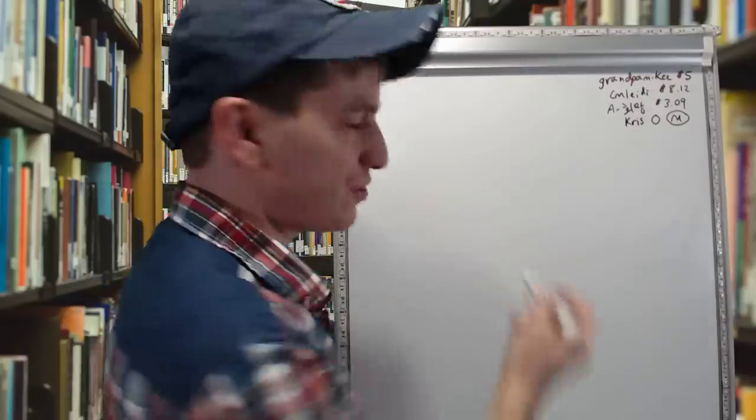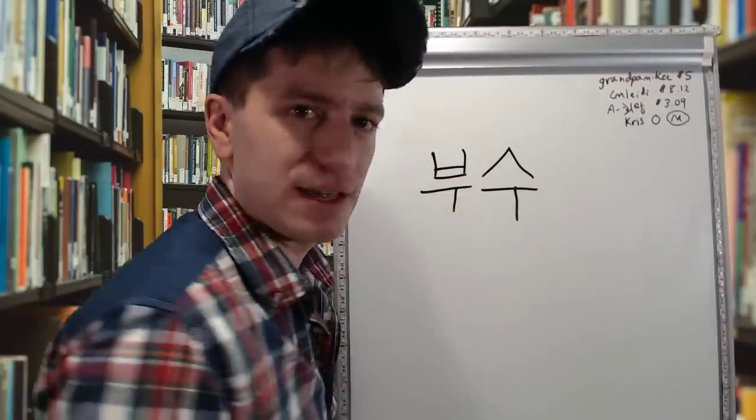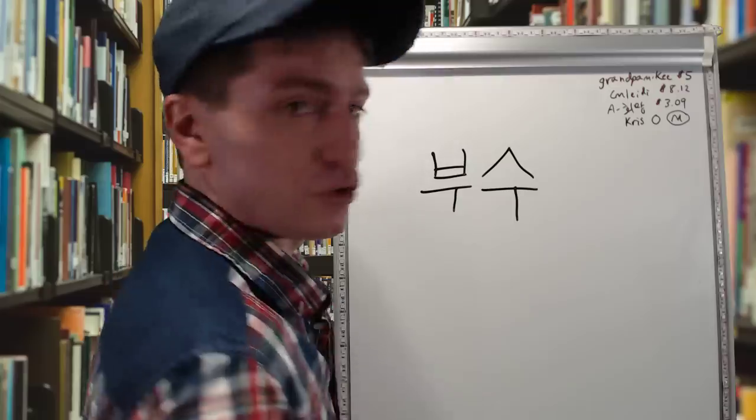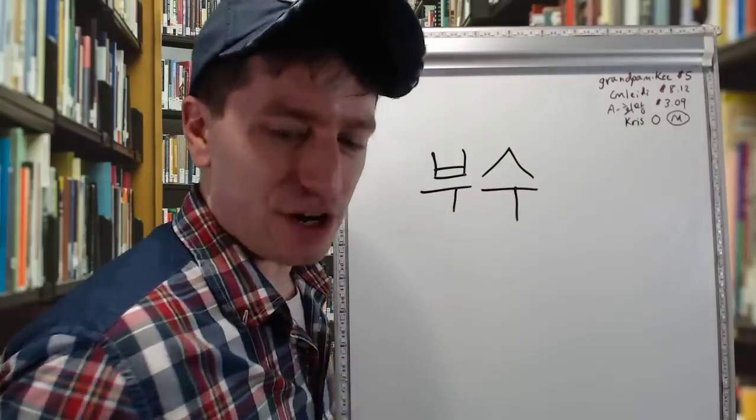For advanced learners who are here, this is the word for radical in Korean. I'm sorry, the hanja term, busu. Busu means a piece of a Chinese character. It's also called a radical. Let me show you my favorite book.